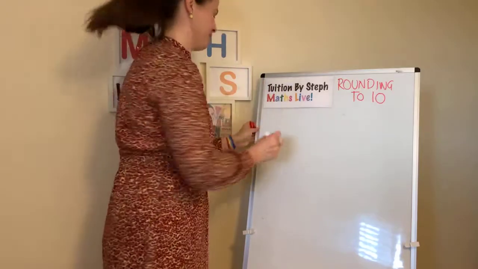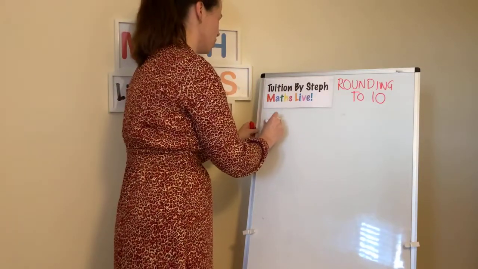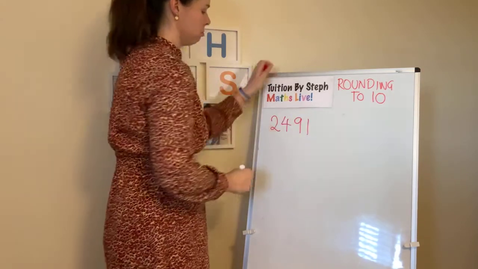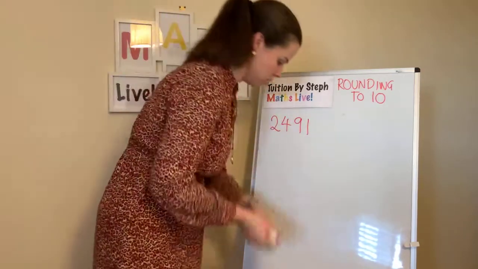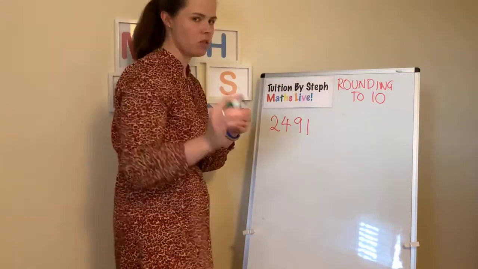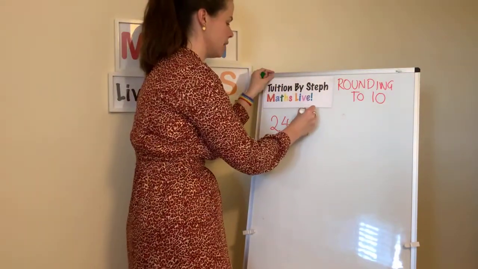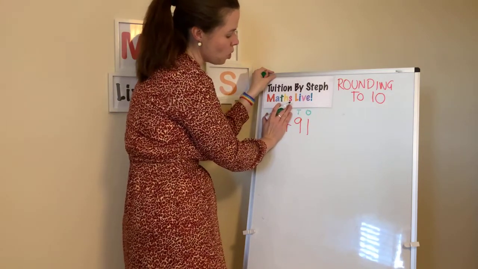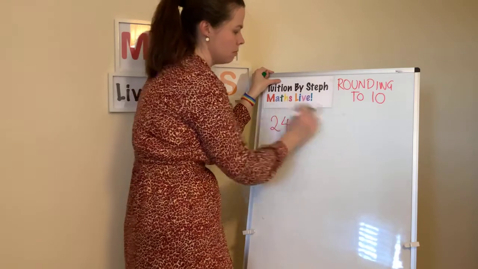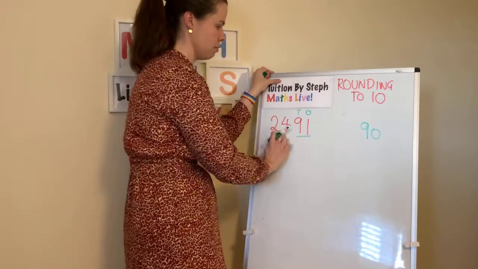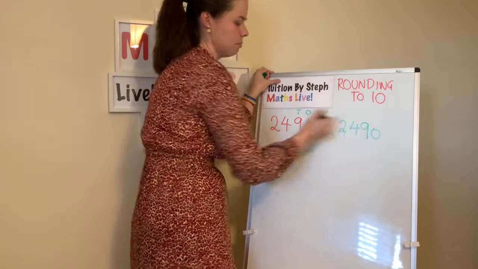Okay, here's another one. So you could be asked for 2,491, and you need to round that to the nearest 10. Don't panic, because we're only rounding to the nearest 10. There's our 10s and our 1s. Let's forget about the other 2 digits. 91. What's 91 to the nearest 10? 90. Right, I've done that bit.